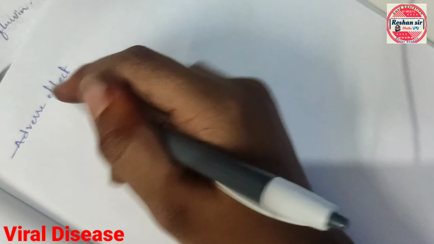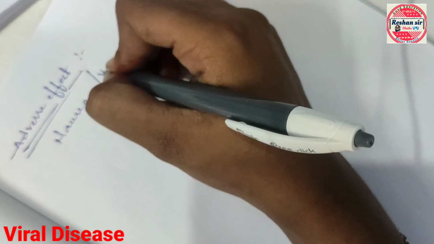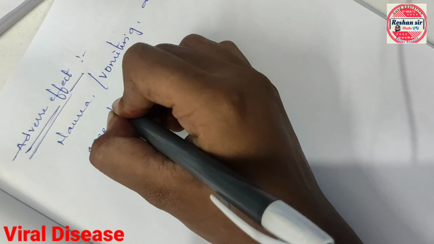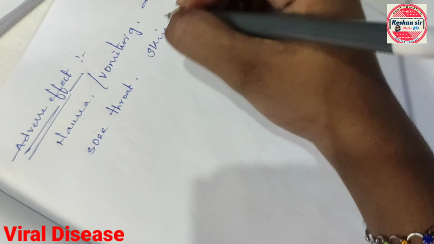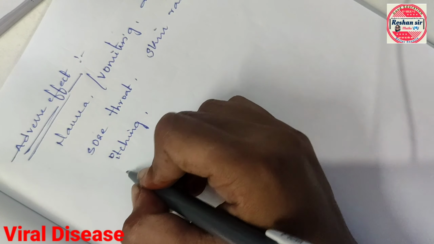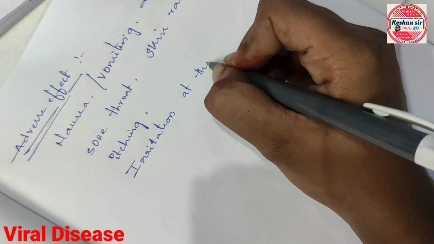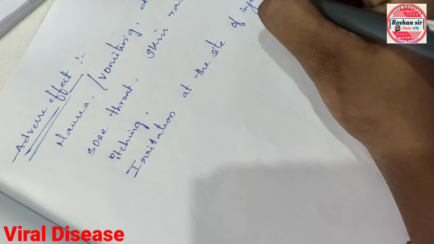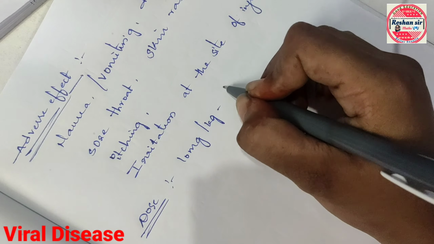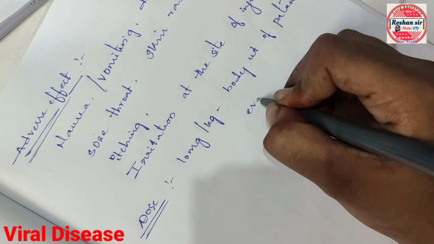Adverse effects of antiviral drugs. Nausea or vomiting, dizziness, sore throat, skin rashes may occur, itching may take place, and irritation at the site of action. Injections. Dose: 10 mg per kg according to the body weight of patients for every 8 hours.